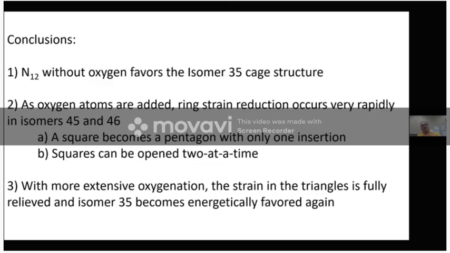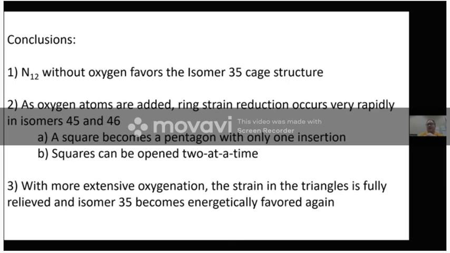But with extensive oxygenation, the strain in the triangle bearing structure is completely relieved, and isomer 3,5, the triangle bearing structure, which was the global minimum before the oxygenation began, becomes the global minimum once again. Okay, so these are the discoveries that we've made. These are the data that we have, the conclusions that we've drawn based on these computational studies. Again, remember, this is all computational work. We've not synthesized any of these molecules.